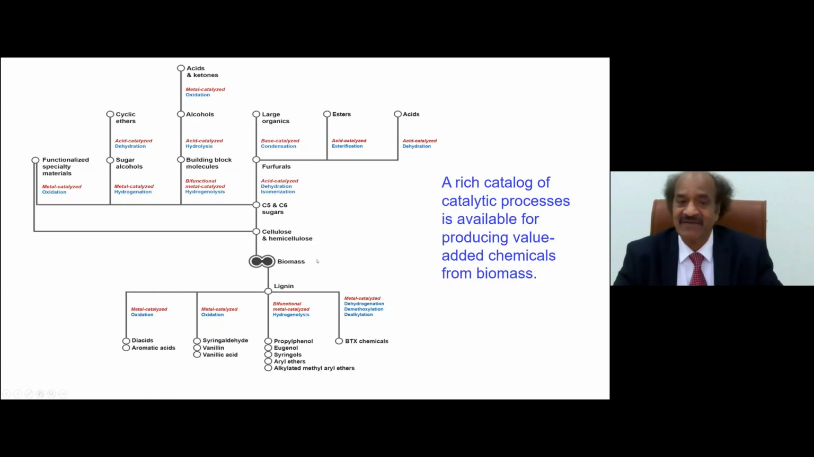If I take biomass and do oxidation and hydrogenolysis, I'll make all sorts of chemicals. In the refinery, I have benzene, toluene, xylene. Here, I may have HMF, maybe levulinic acid, maybe something else. All sorts of things can be made. So a rich catalog of catalytic processes exists for biomass conversion into chemicals and materials, and not for biofuels, right?